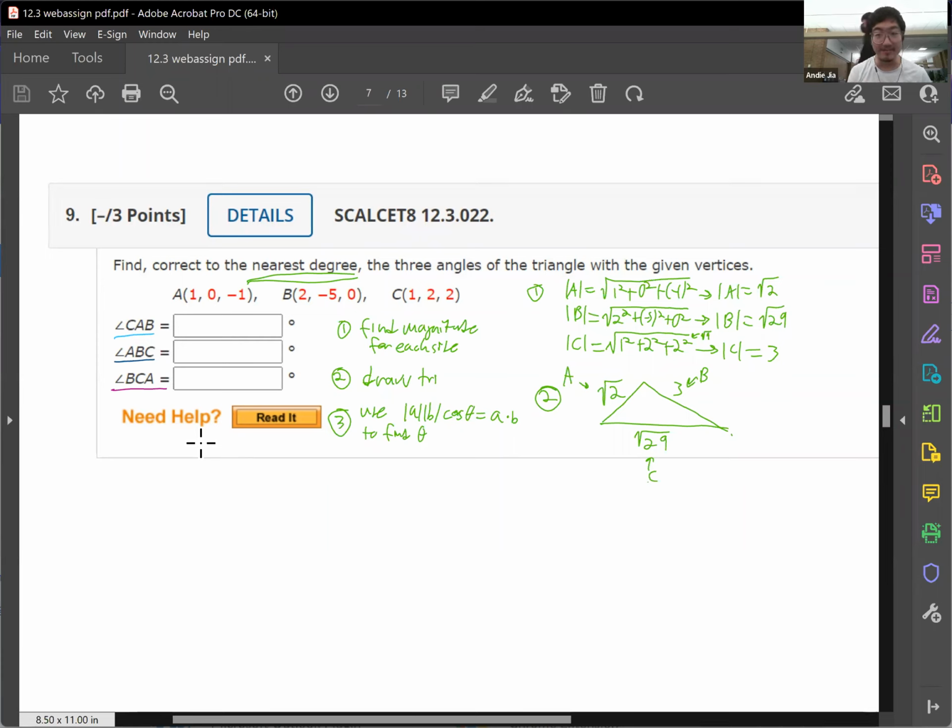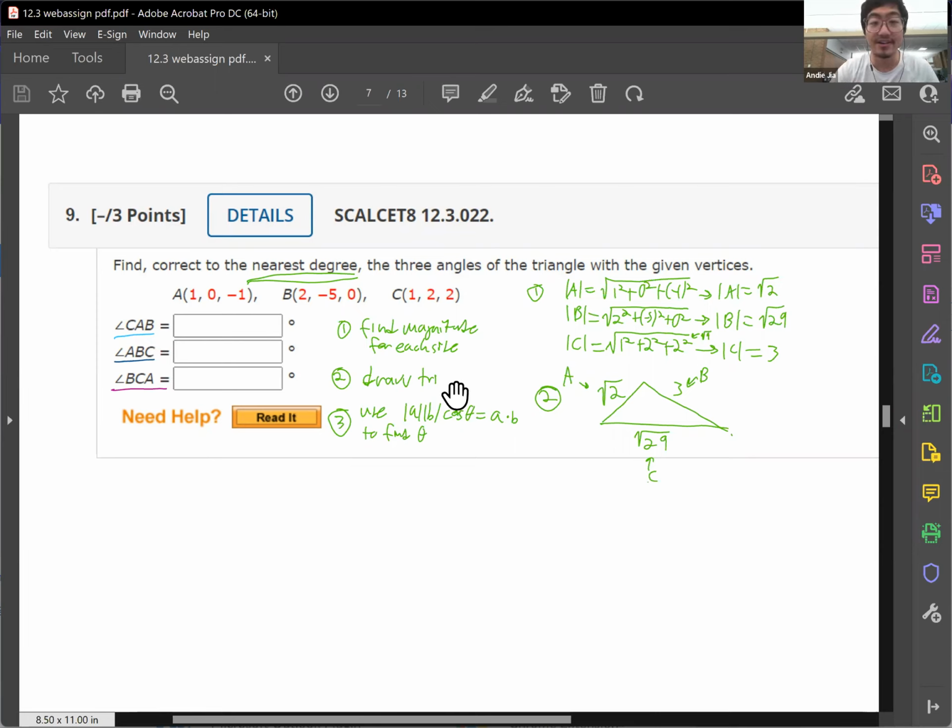Make sure to label them as A, B, C, so you will not mess up the computation, because one computation error can cause the entire question to go wrong. So be careful when labeling your vectors or doing everything that you need to do.